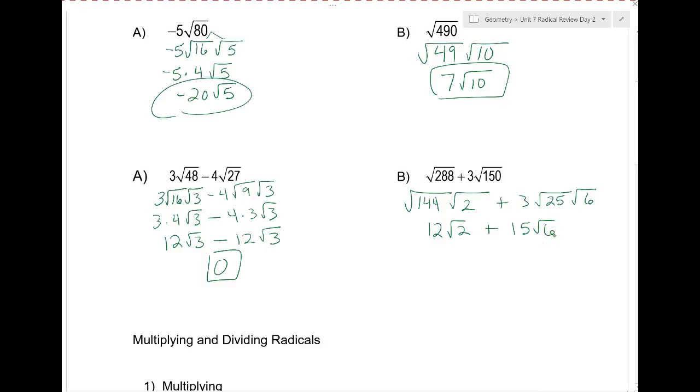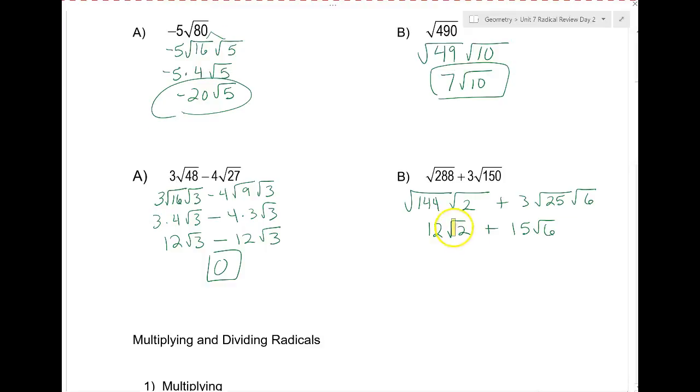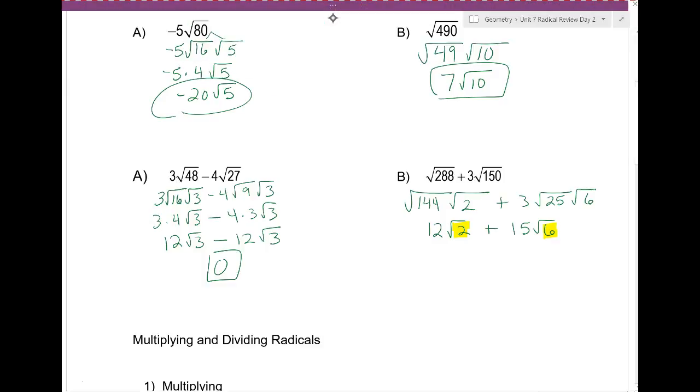Now here's my question. Do I have the same number underneath the radical? No. I have a 2 here and I have a 6. Well, that means as long as those are in simplest radical form, I can't combine them any more than what they are. So my final answer is just this.